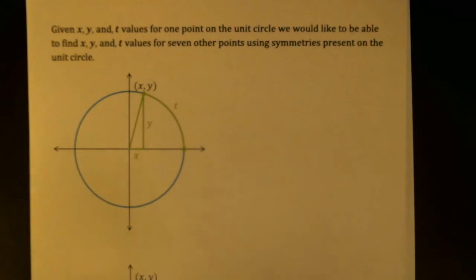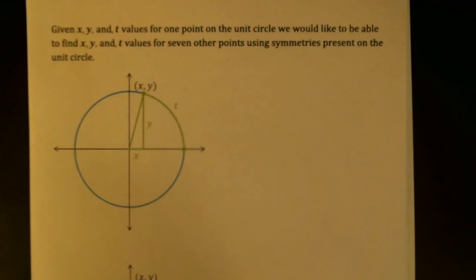Hi everyone, in this video I'd like to start working on some symmetry on the unit circle stuff. So circles are wonderful, they have a ton of symmetry. Any line you draw through the origin will cut the circle exactly in half and give you two mirror images, two halves that are mirror images of each other. So you have symmetry across any line through the origin.